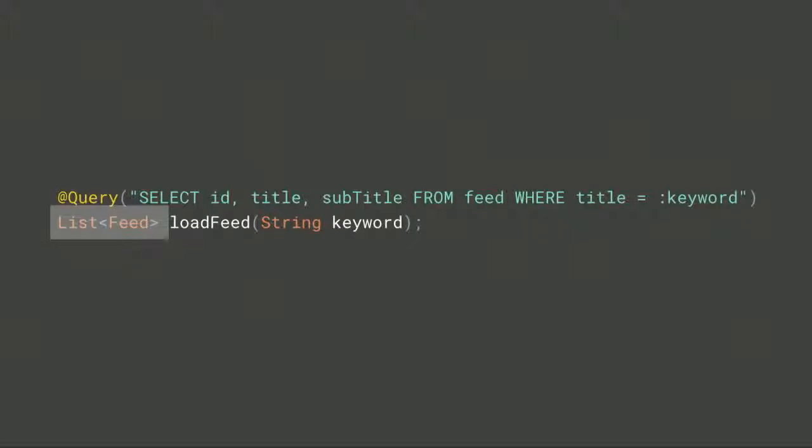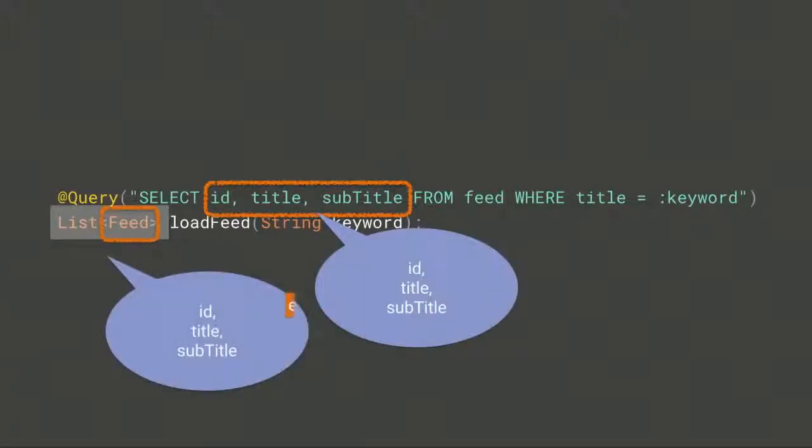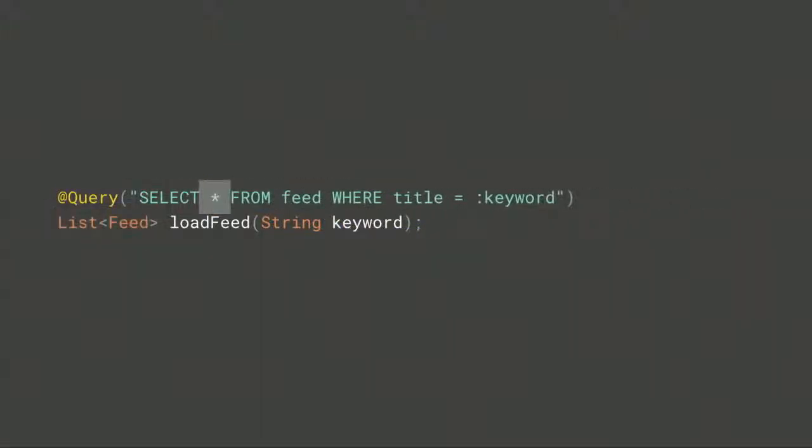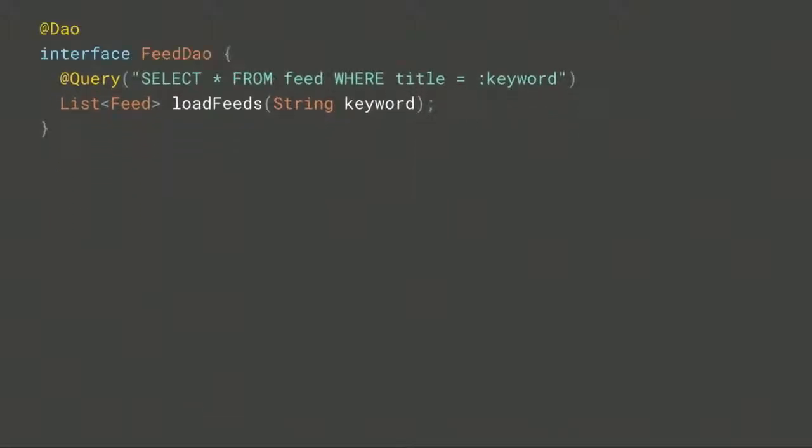And then Room goes and checks. Does the columns returned match the object the user wants to return? And once they're equal, it says, OK, I can generate this code. You can even say select star. Like you don't need to list them. Room really, really understands your query. You can even like join 10 tables, it will still work.